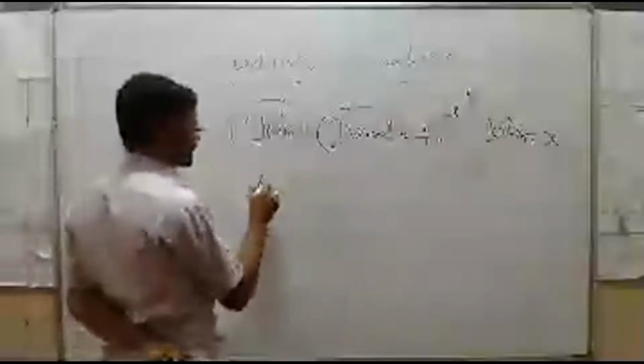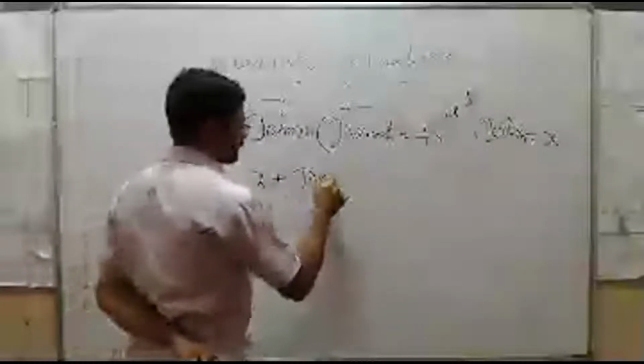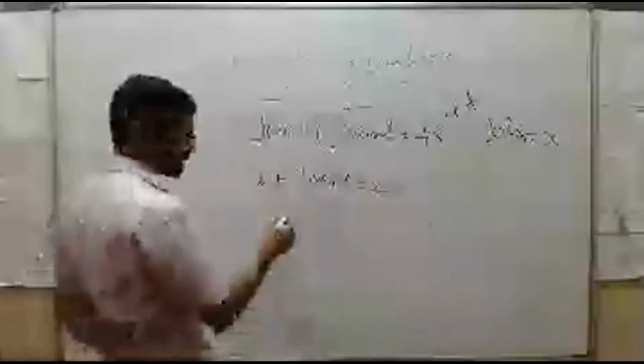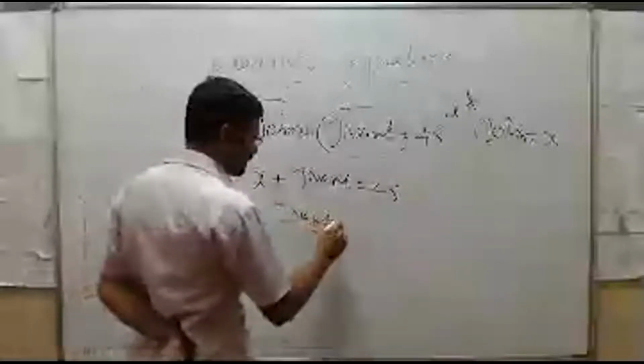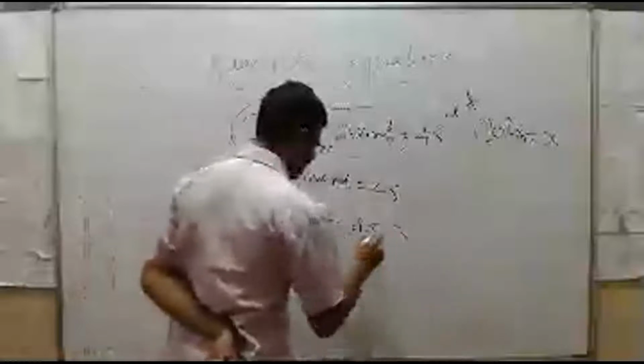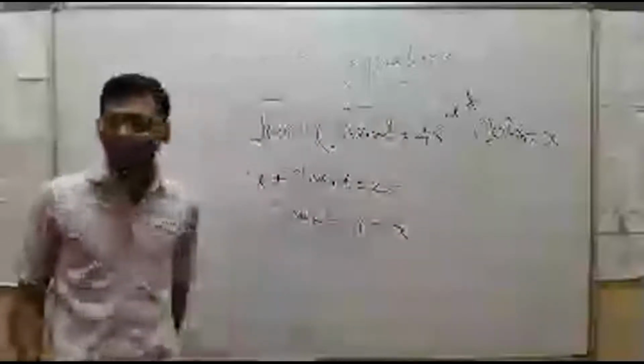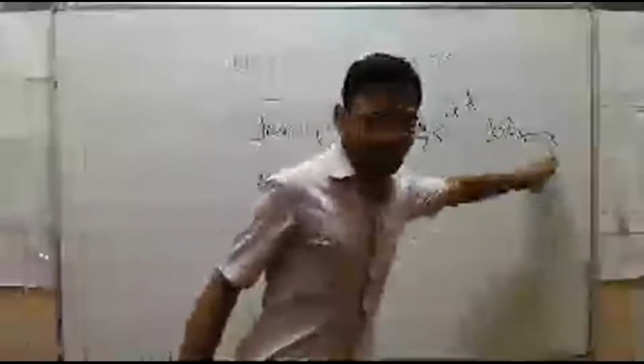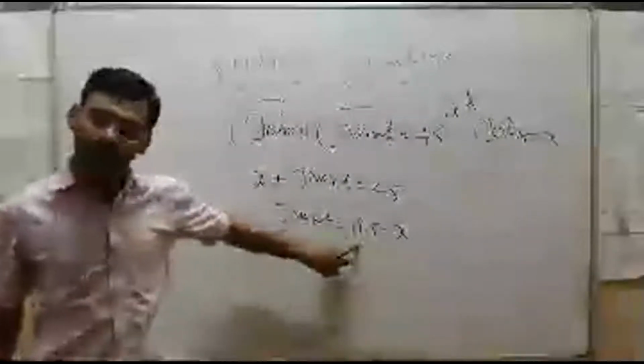Together means plus. John's marbles is x plus Jeevanti's, no problem, is equal to 45. Moving x across, plus x becomes minus x, so Jeevanti is equal to 45 minus x marbles. Therefore, John's marbles is x and Jeevanti's marbles is 45 minus x.